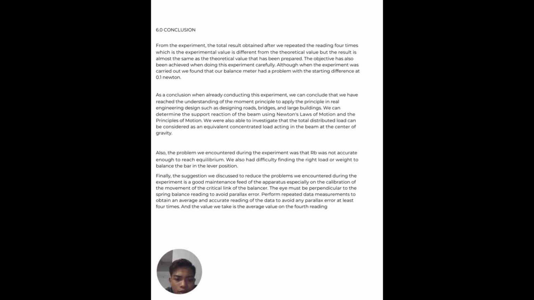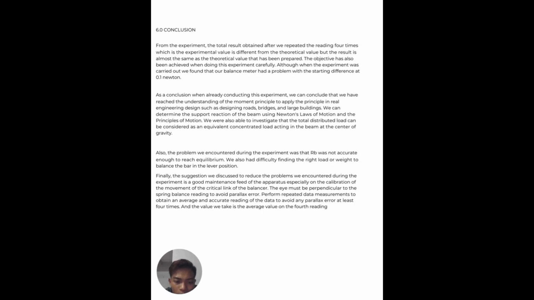As a conclusion, having conducted this experiment, we can conclude that we have reached an understanding of the moment principle and can apply it in real engineering design, such as designing roads, bridges, and large buildings. We can determine the support reactions of the beam using Newton's law of motion and the principle of moments. We were also able to investigate that the total distributed load can be considered as an equivalent concentrated load acting on the beam at the center of gravity.